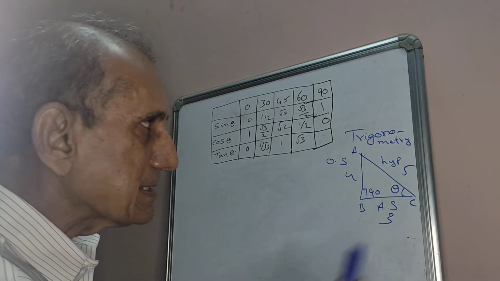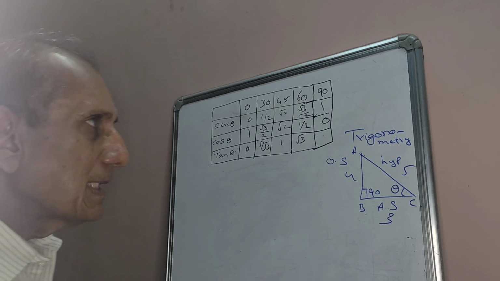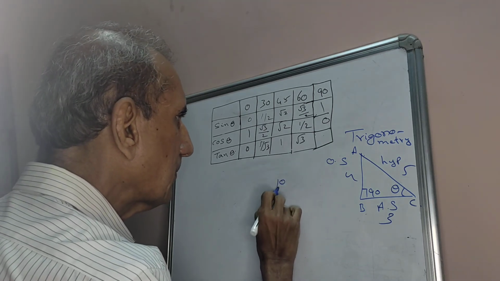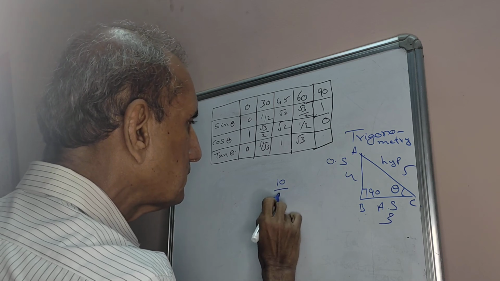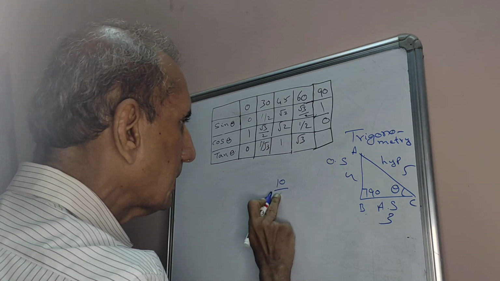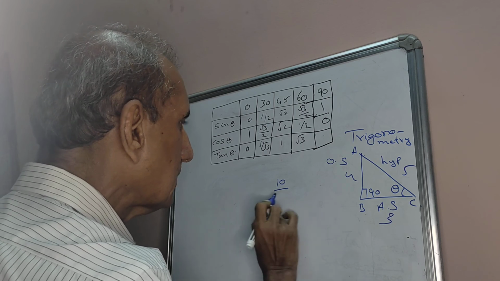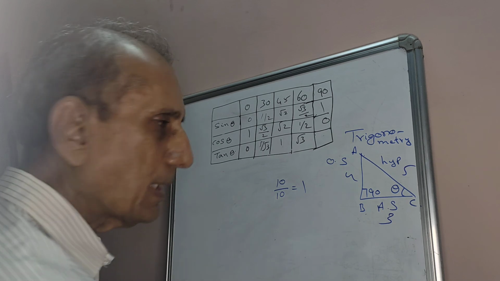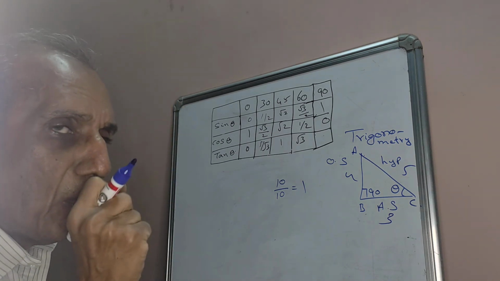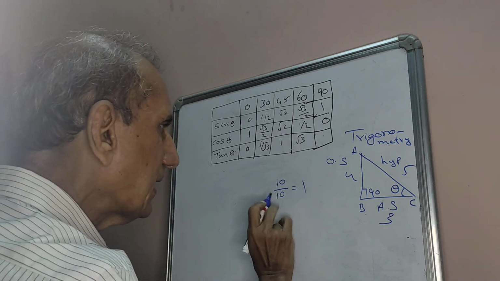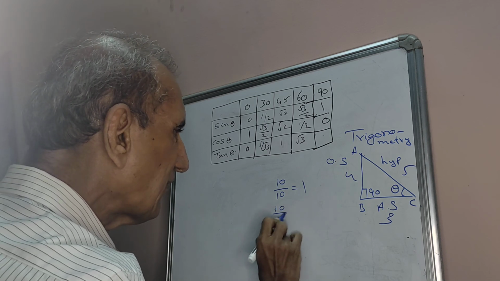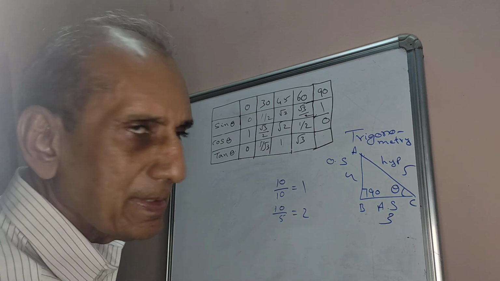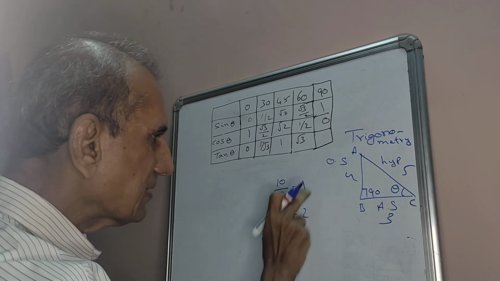Okay, so it depends. I think you know how it is different. And suppose I take 10 by 10. What do I get? 1. Now if I reduce the denominator, 10 by 5, what happens? This value increases. As the denominator decreases, this value increases.